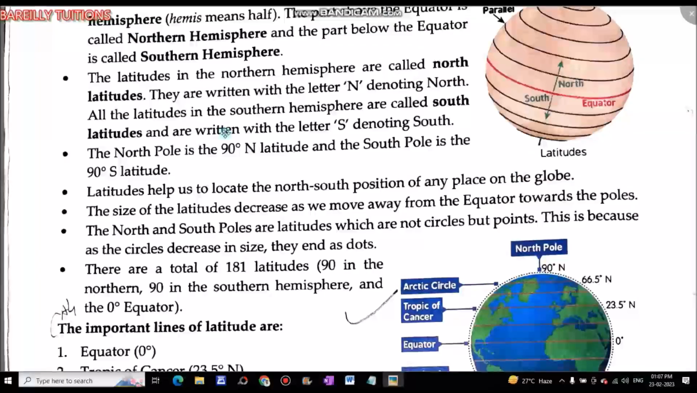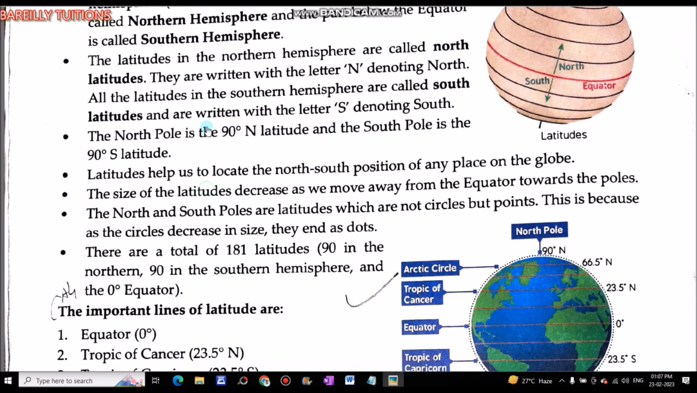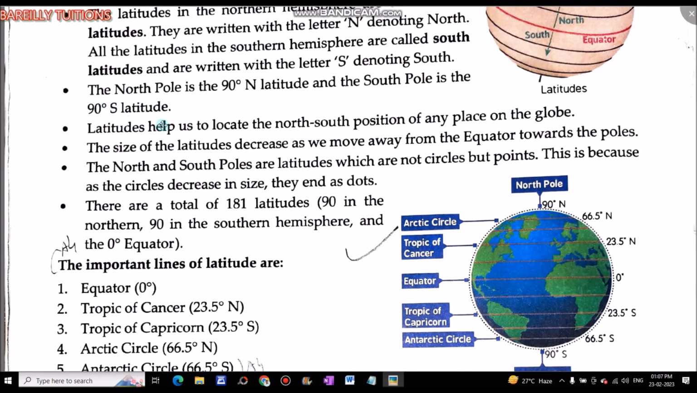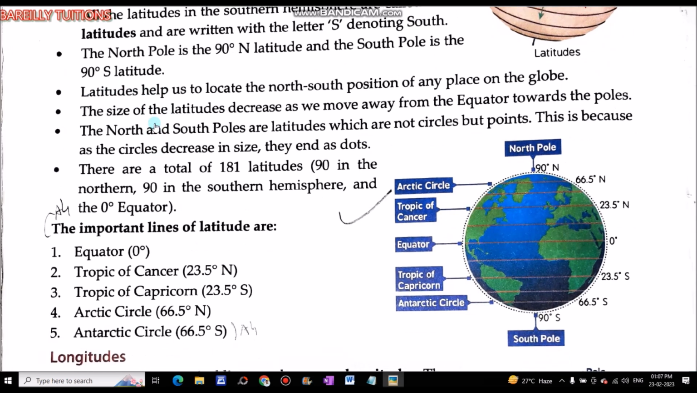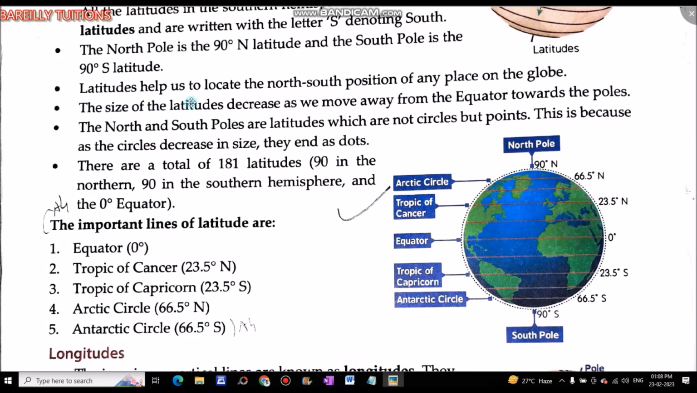The latitudes in the northern hemisphere are called north latitude. They are written with the letter N denoting north. All the latitudes in the southern hemisphere are called south latitudes and are written with the letter S denoting south. The North Pole is the 90° north latitude and the South Pole is the 90° south latitude. Latitudes help us to locate the north-south position of any place on the globe.